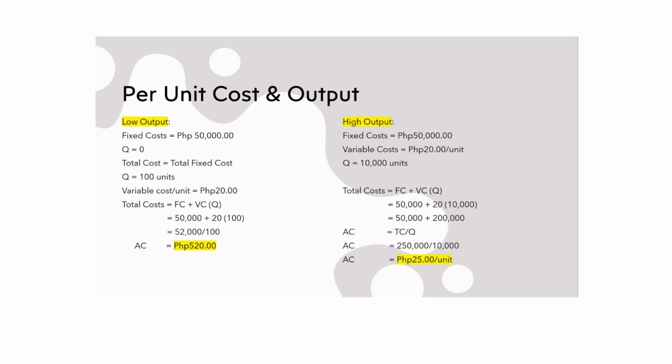And 52,000 divided by output Q is equal to AC, which is 520. Okay, so what does 520 mean? This is the cost per unit of all this produced, 100 units. So each of these 100 units costs 520 pesos to produce. So cost lang yan, no? Wala pa yung markup. Wala pang markup yan.